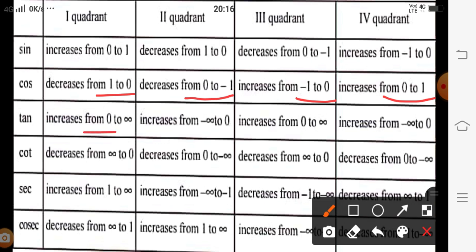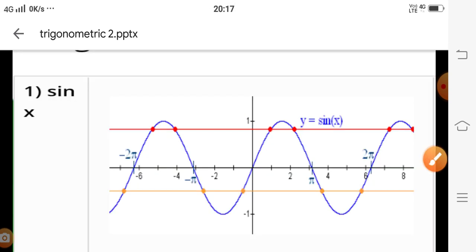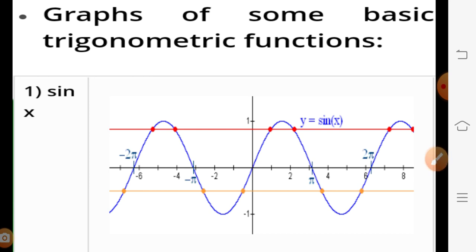All these values you will find in the NCERT book on page number 59. Go through that concept: which t ratio increases in which quadrant, or in which quadrant the value of that t ratio decreases. All these things become clearer with the graph of these. Here I am with the graph of sin theta.